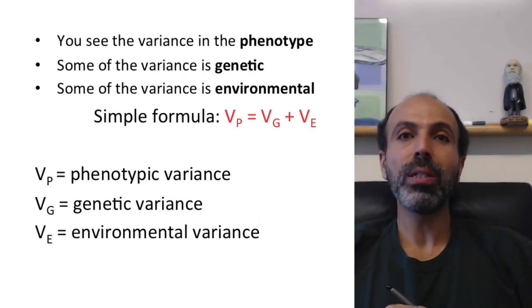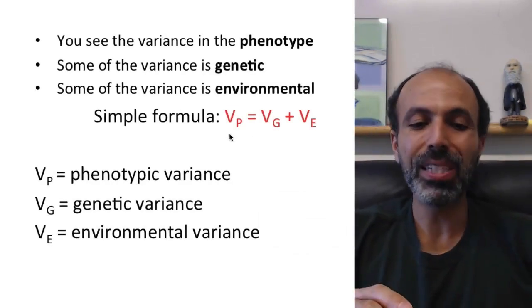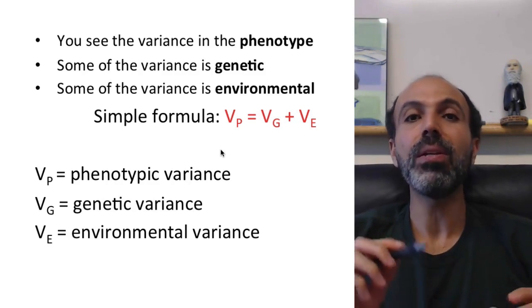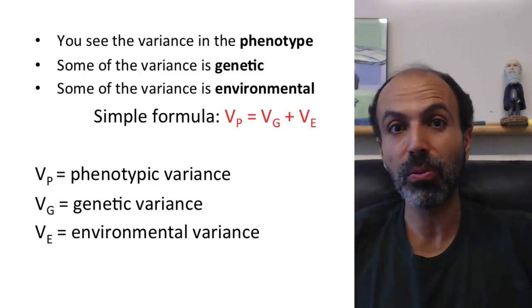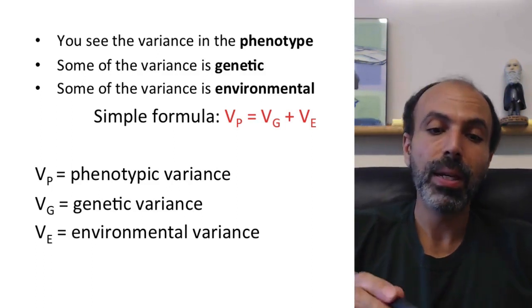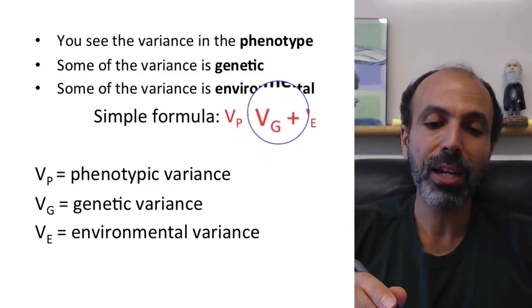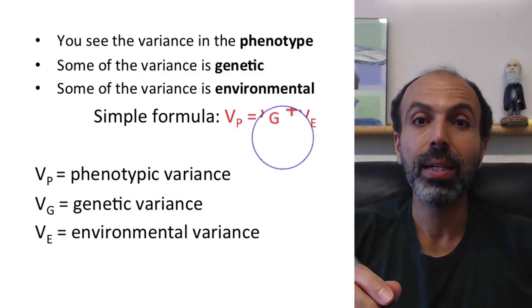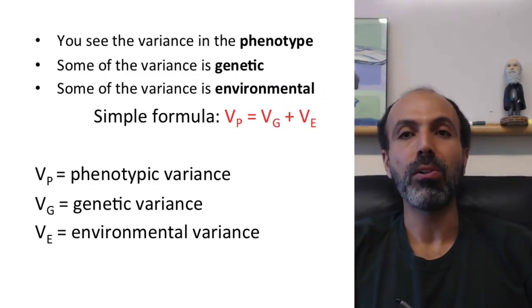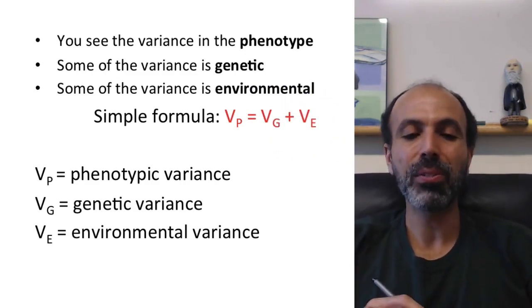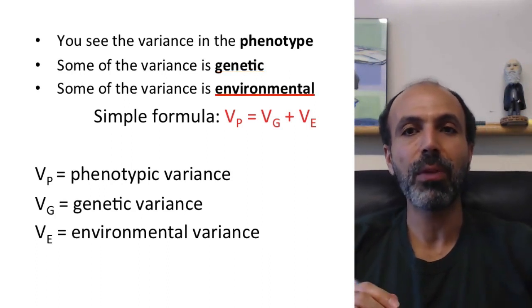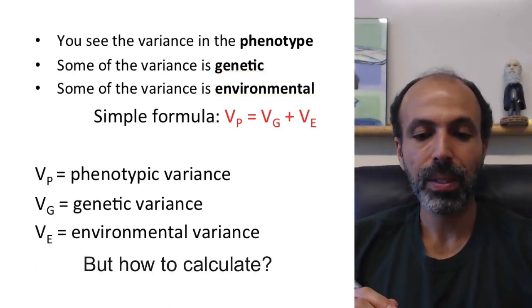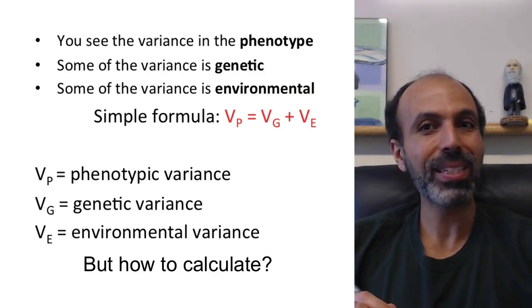Now, the formula that we use for this is very simple. VP, which is the phenotypic variance, so you calculate the variance in height, just like we did before in the beginning of this video. And we say that's the sum of that fraction of the variance that's genetic with that fraction of the variance that's environmental. It's a very simplistic formula that the overall phenotypic variance has a genetic component and it has an environmental component. Okay? Now, how do we calculate this? Well, that's the big question.